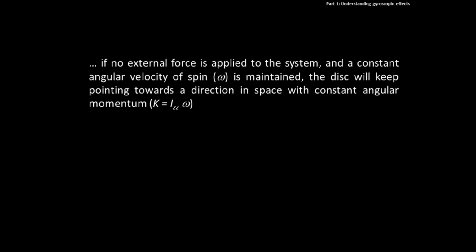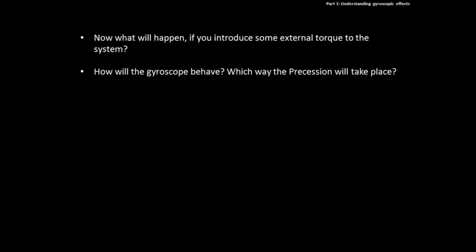So if we maintain a constant angular velocity of spin and no external torque is applied to the system, the disk should keep pointing in a direction in space with constant angular momentum. Now let's ask what will happen if we introduce some external torque to the system. And how can we predict which way the gyroscope will precess?